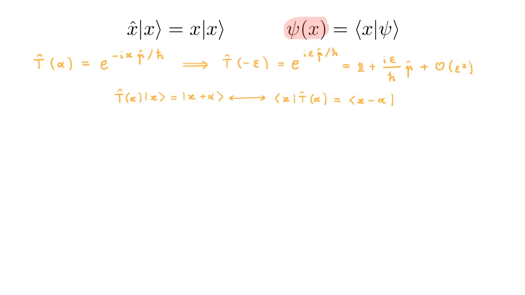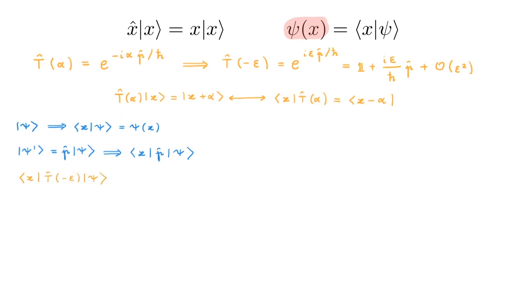With these two results, we're now ready to start. We again consider a ket psi, and we write it down in the position representation as <x|psi> equals the wave function psi of x. Then we consider a second ket psi prime, which is given by the action of the momentum operator on the ket psi, and what we want to know is what this new ket psi prime looks like in the position representation, so we need to calculate <x|p hat|psi>. This is where the translation operator comes in, and we consider the bracket <x|T(minus epsilon)|psi>. We then use the action of the translation operator on bras to write this down as the bracket between <x plus epsilon| and |psi>, and then we recognize this as the wave function psi of x plus epsilon.